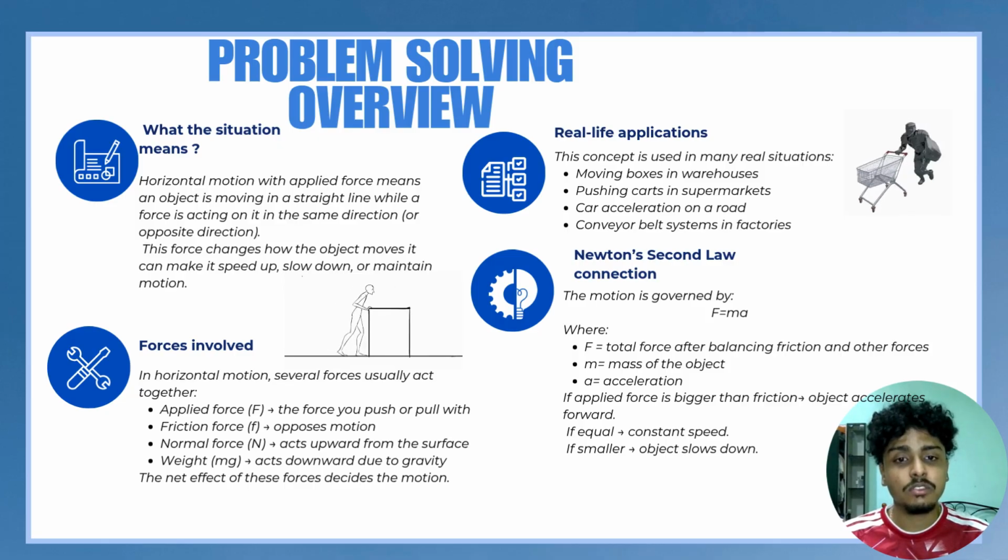This problem is related to Newton's second law. The motion is governed by F equals ma, where F stands for the total force after balancing friction and other forces, m equals the mass of the object, and a equals the acceleration. If the applied force is bigger than friction, the object accelerates forward. If equal, it moves at constant speed. If smaller, it slows down.